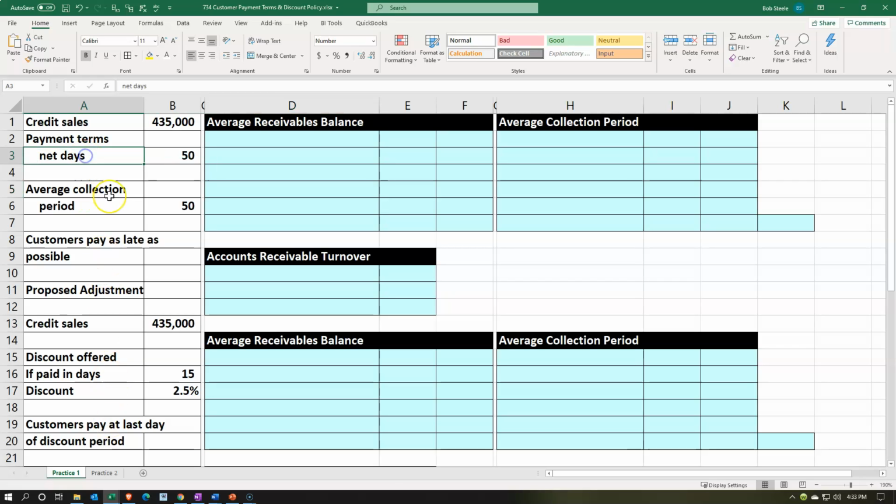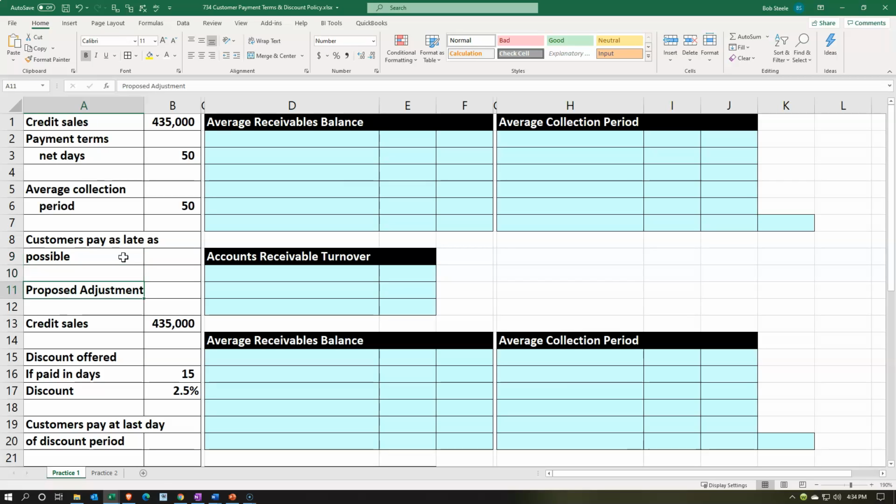So let's see what we have on the left. First, we have the credit sales, the payment terms, net days, so meaning we expect to be paid within 50 days. If that is the case, especially if we're dealing with business-to-business type of customers, in order for them to maximize their cash management, they will pay us at the end of 50 days. So we'll assume that they're going to wait the entire 50 days to pay us, which isn't good for our cash management because we'd like to get paid sooner. So we're going to assume that they pay us at the end of the time period.